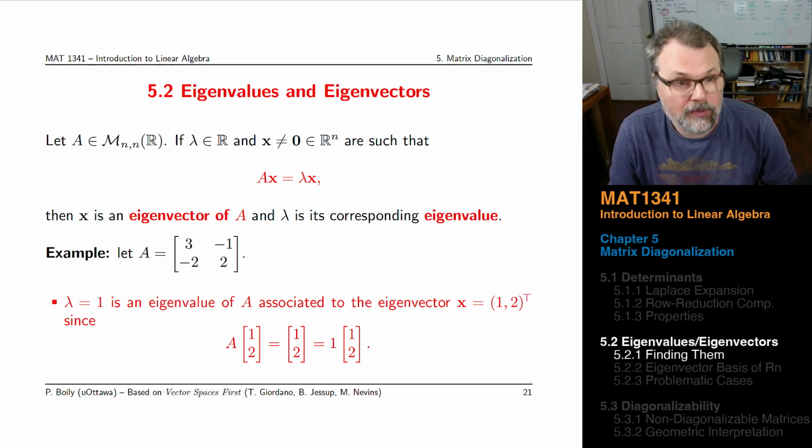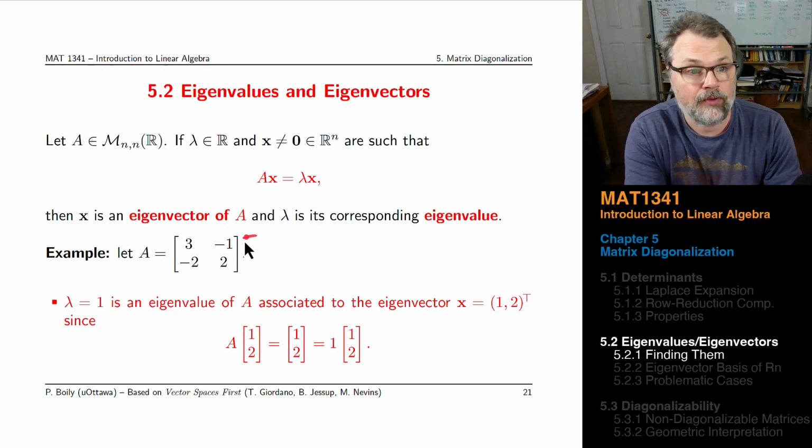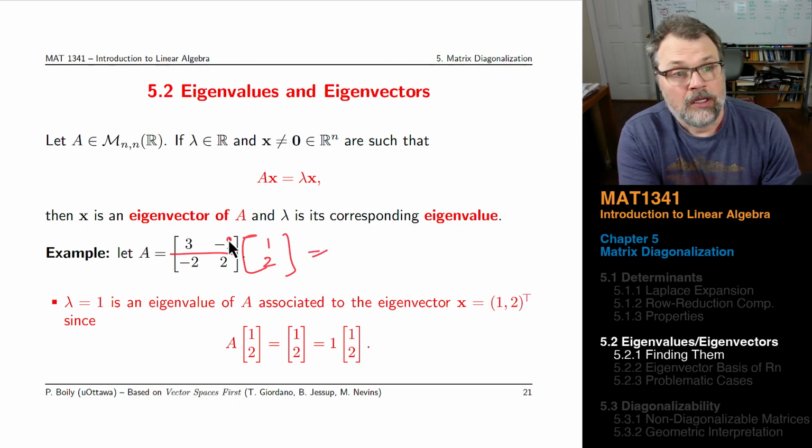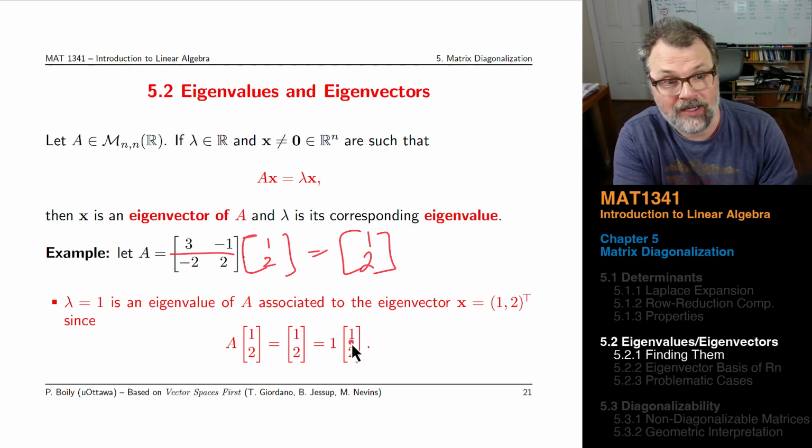Because if you multiply the matrix A by 1, 2, you will find, let's do it. So 3 times 1 is 3, plus minus 1 times 2 is minus 2, so that gives me 1. And then minus 2 times 1 is minus 2, plus 2 times 2 is 2. I get 1, 2. You notice here 1, 2, exactly the same as what I had to start with. So 1 times 1, 2.